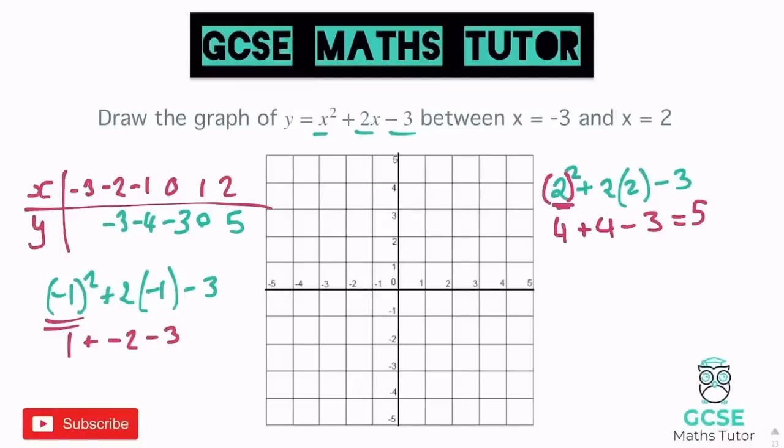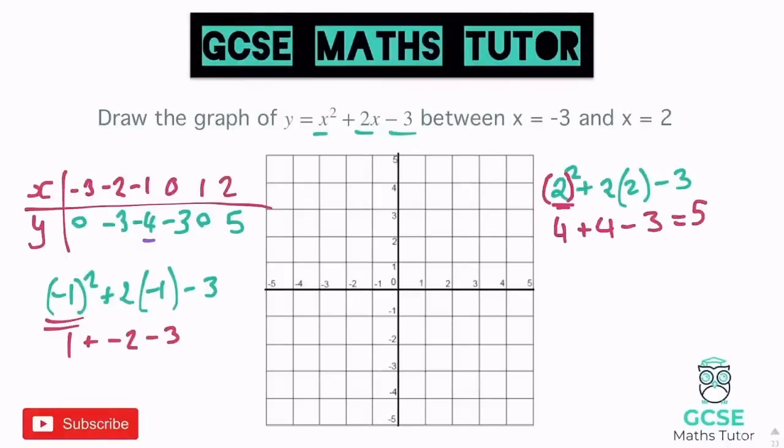And then onto the negative 3. Negative 3 squared is 9. Add 2 lots of that, so negative 6. So 9 take away 6 is 3. And then take away 3 again gives us 0. So you can probably see a little bit of a pattern here. If you look at that negative 4 in the middle, either side of that we've got negative 3, either side of that we have 0, and then we have the additional 5 there. But let's just plot these and see what it looks like.